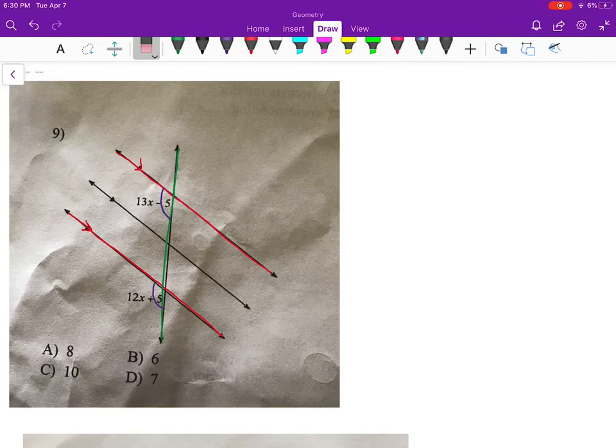Notice that this first angle, 13x minus 5, is on the inside of the parallel lines. And notice that this angle, 12x plus 5, is on the outside of the parallel lines. And yet they're both on the same side of the transversal, the left side. When that happens, those angles are corresponding. That's what they call them, corresponding.